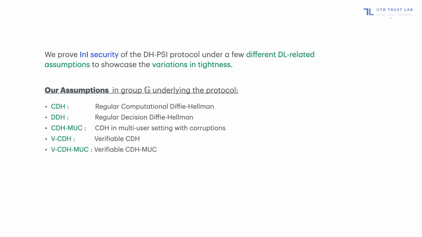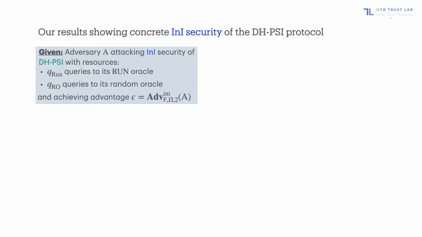When the adversary has access to both the CDH and the DDH oracle, we get the BCDH and BC assumption. And the setup for our results is the same as what I said before.